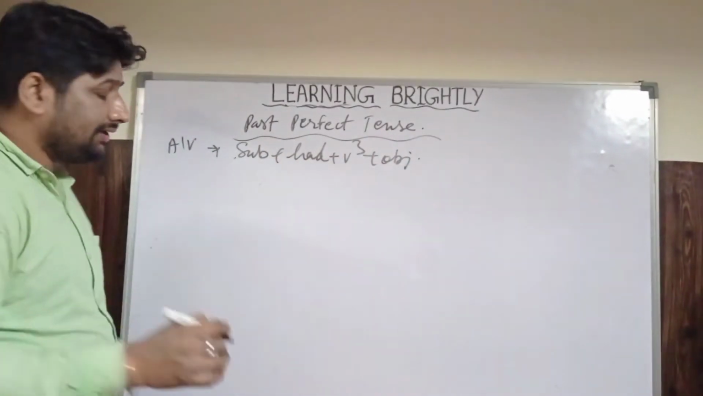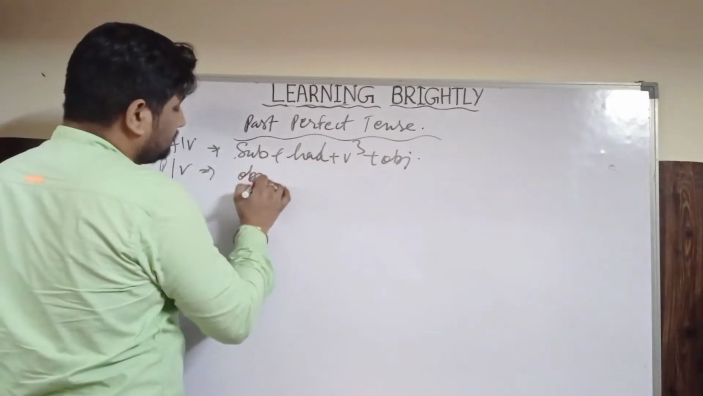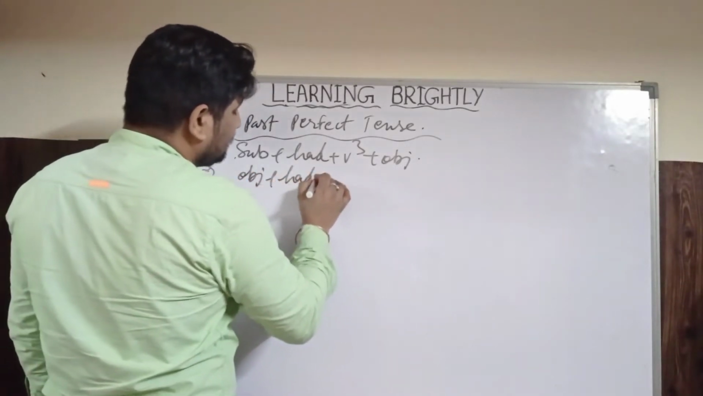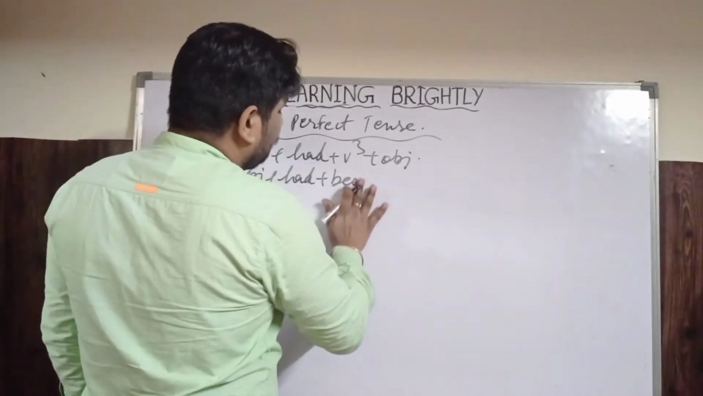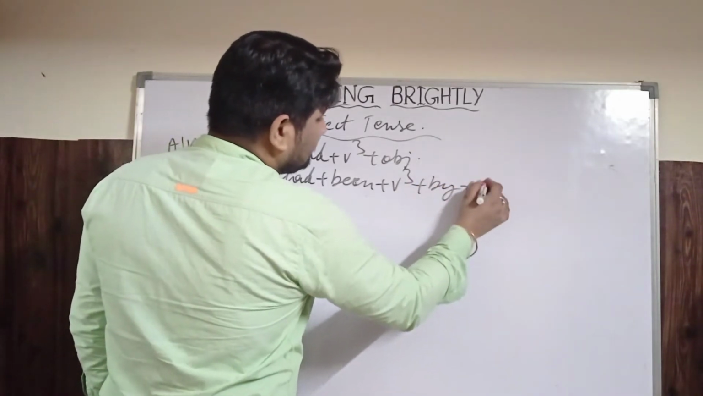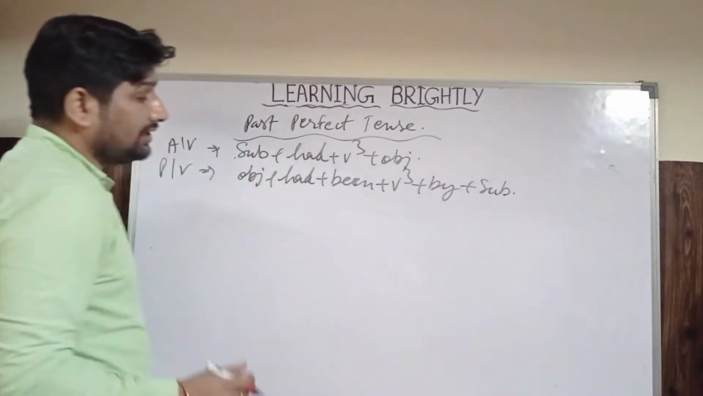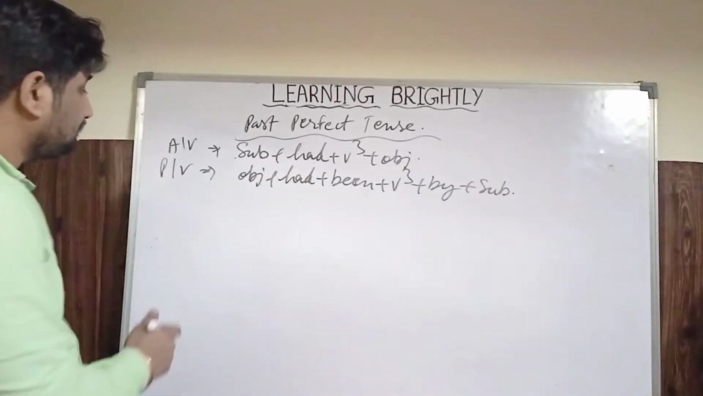सभी के साथ आपको had लिखना है. In passive voice we have to write object, had, been, third form of the verb, by, subject. यानी कि जो काम आपका पास्ट से पहले हो चुका है उसे हम पास्ट परफेक्ट टेंस कहते हैं.